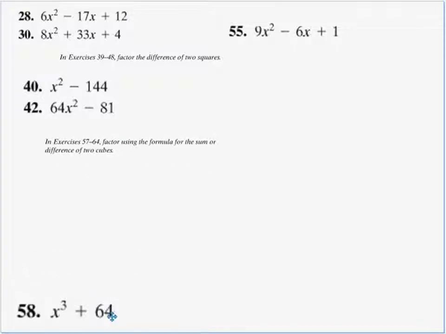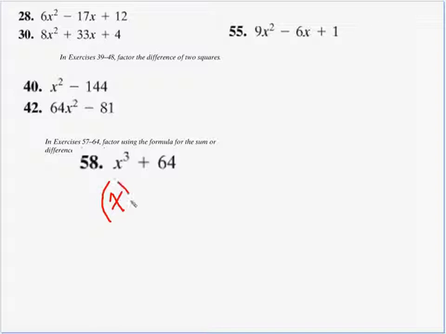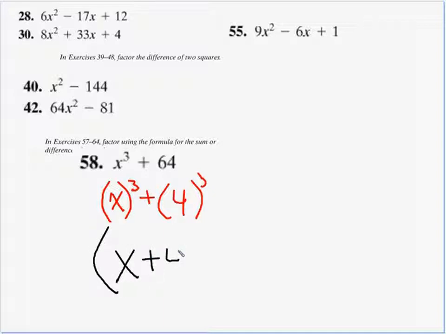Okay, the last one, a sum of cubes. Well, let's see what we got here. What do we cube to get x cubed? Well, it's got to be x. What do we cube to get 64? It's got to be a 4. So here we can create our binomial, x plus 4.